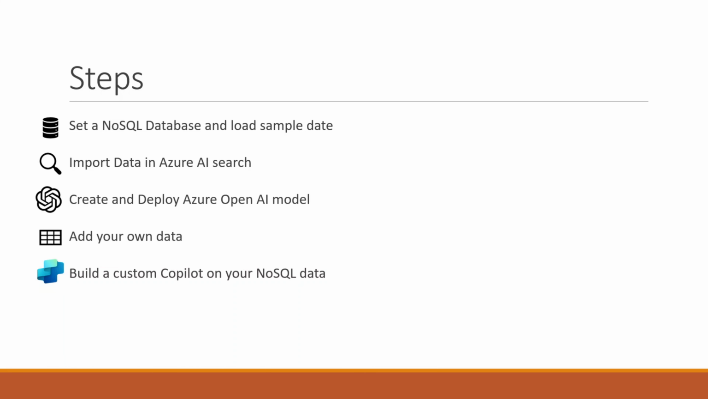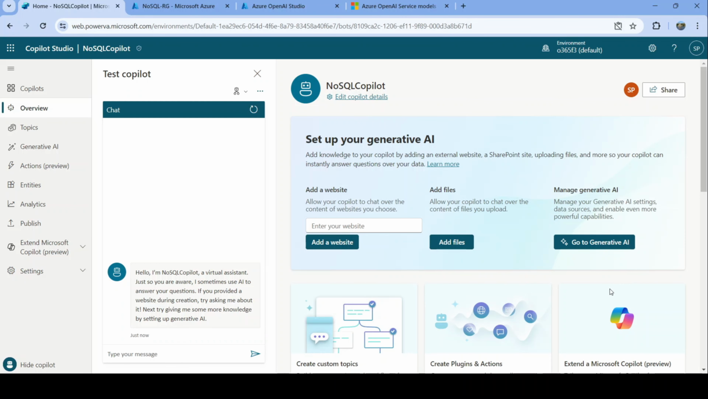Now, before you start creating this copilot, you will need an Azure OpenAI subscription, a Copilot Studio license, and a sample NoSQL database. For this particular demo, I'm going to use Microsoft Azure Cosmos database as a NoSQL DB. You can also use Azure Cosmos DB for MongoDB or Azure Cosmos DB for PostgreSQL. Now, let me quickly show you the Copilot which I already built using Microsoft Azure Cosmos DB, which uses a sample database for an online bike store.